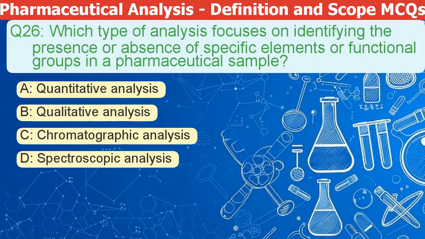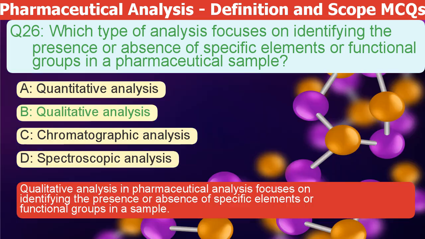Which type of analysis focuses on identifying the presence or absence of specific elements or functional groups in a pharmaceutical sample? A. Quantitative analysis. B. Qualitative analysis. C. Chromatographic analysis. D. Spectroscopic analysis. The correct answer is B. Qualitative analysis in pharmaceutical analysis focuses on identifying the presence or absence of specific elements or functional groups in a sample.